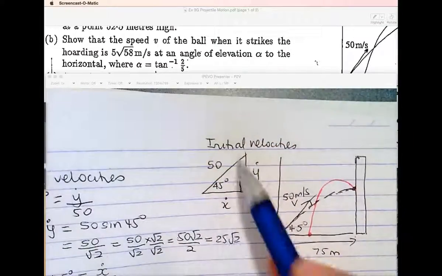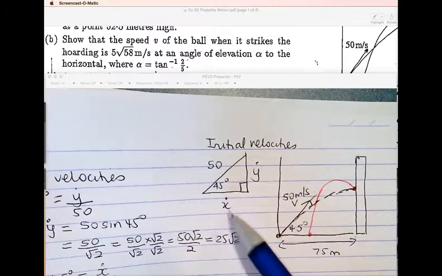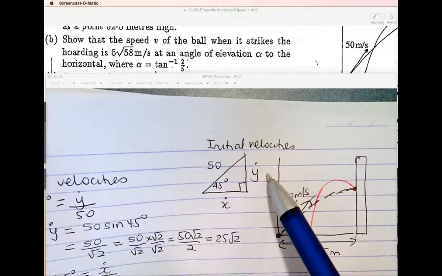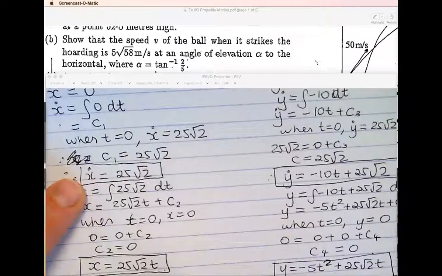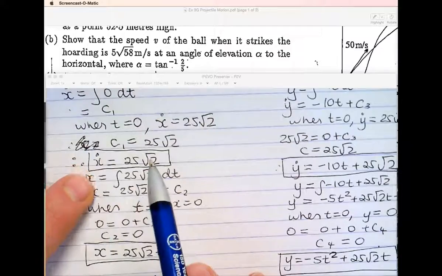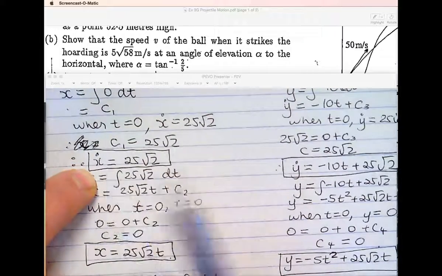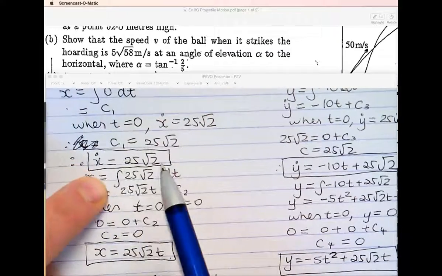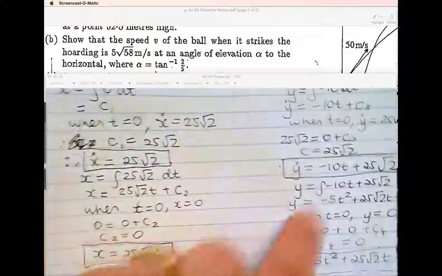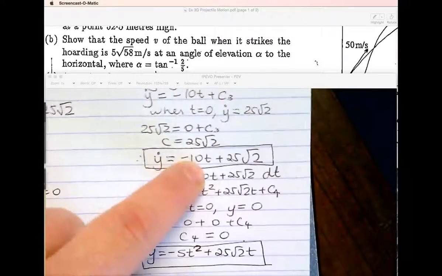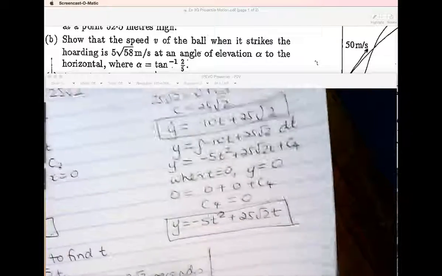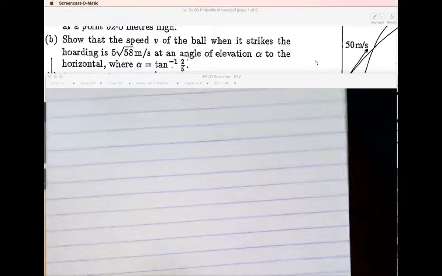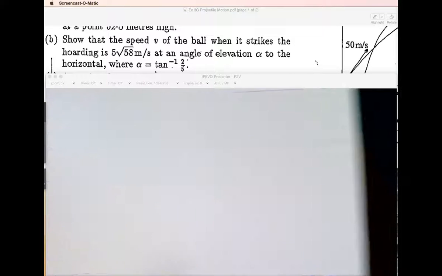So at any time, you've got 2 components of velocity, a horizontal and a vertical component of velocity. If we look at our velocity equations, this is the horizontal component of velocity, 25 root 2. Is that constant? Yeah. That never changes. But the vertical component does change. So we need to do a velocity triangle, because that's going to give us our angle as well at that particular point.